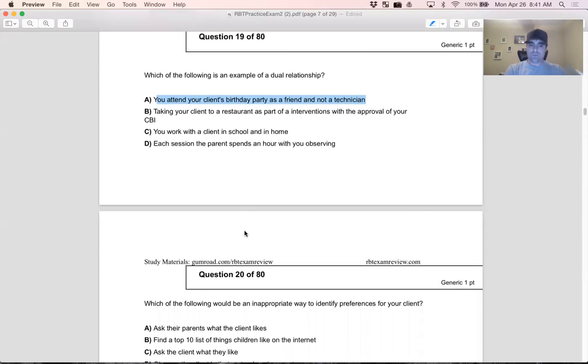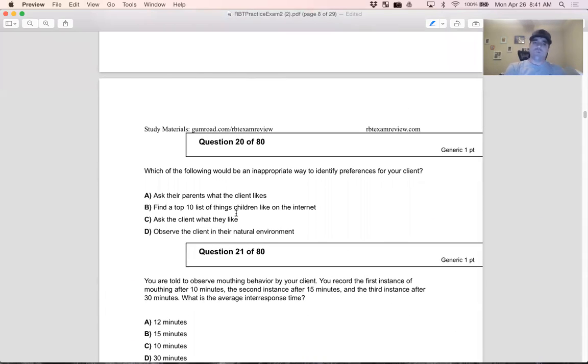And then finally, question 20, which of the following would be an inappropriate way to identify preferences for your client? So again, we're trying to identify preferences. What are things our client likes? What are possible motivators? Which of the following would be an inappropriate way to do that? Would it be ask the parent what the client likes? Find a top 10 list of things children like on the internet? Ask the client what they like, or observe the client in their natural environment?